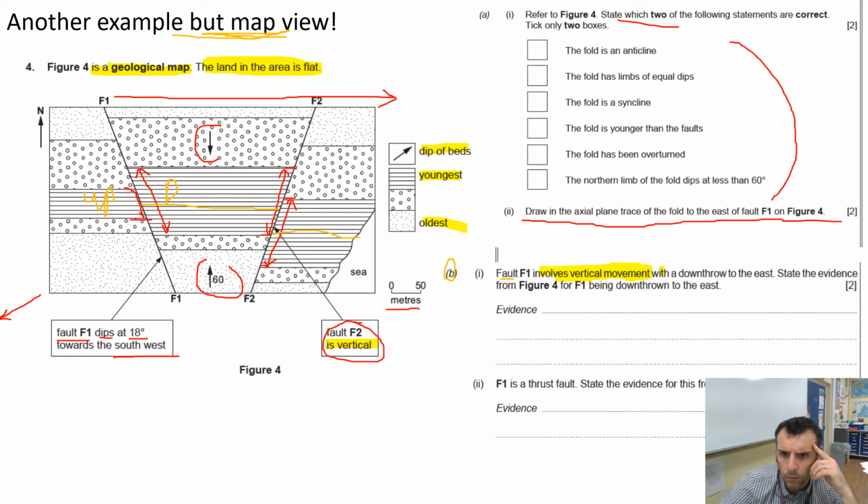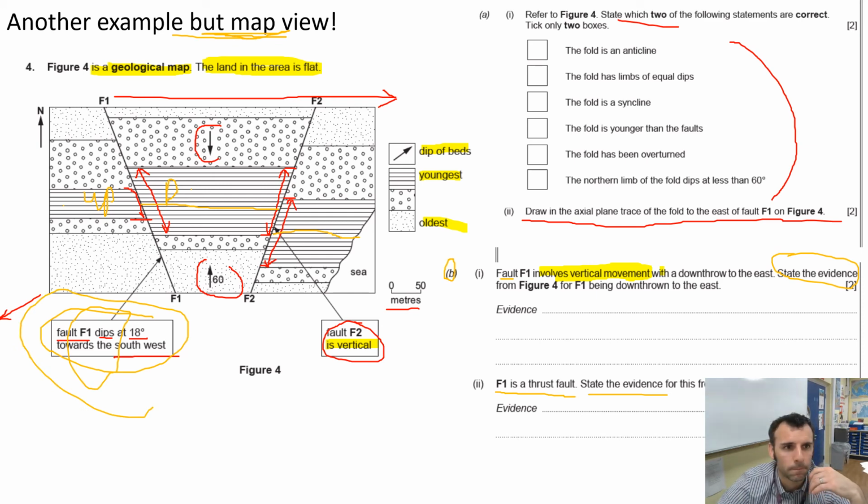And basically it's asking for state the evidence that that has moved down and that side's moved up. I've actually given you one of the pieces of evidence, and it's to do with the thickness. You just need to state that and see if you can think about another piece of evidence which would support that as well. And the final question here is F1 is a thrust fault. The evidence for that is from the diagram too. So I'm hoping that you're going to also be able to identify that. If you're not quite sure, you can always have a little look at the mark scheme, but see if you can figure it out first, because they have given you some evidence. It's in here, this bit. Have a look.